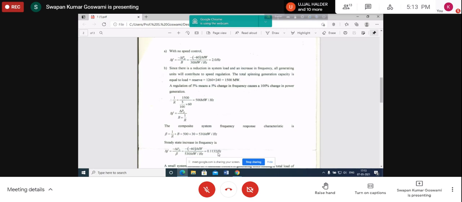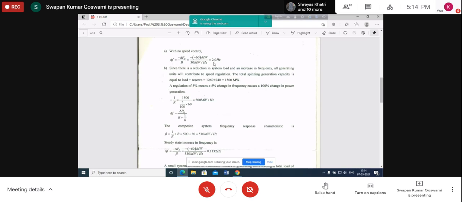It is only 0.1132 hertz. Now you compare this with the change in frequency in the previous part, where no speed control was applied, that is, when there was no governor. Then the frequency variation was because of the nature of the load only, and now there is a governor, so both the load and the governor are responsible. Previously it was 2 hertz for a demand variation of 60 megawatt. So for the same variation in load, the frequency variation now becomes very small, 0.1132 hertz.